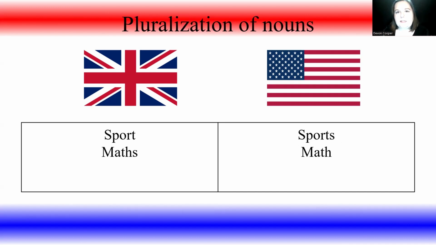Another difference is the pluralization of nouns. So these are the two most common examples that I've pulled. And it's kind of one of those swaps situations where in British English they say sport, where we say sports. British English says maths, where we say math, right? So we've kind of switched out. So someone from England might say something like, I'm very interested in sport, or I'm not very good at maths. Whereas in the United States, we would say it as, I'm not very good at sports, or I'm very interested in math, right?